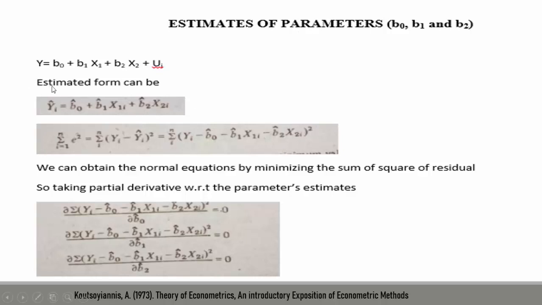Now we are interested in finding the estimates of b0 hat, b1 hat and b2 hat. These are the parameters of the multiple regression model with two explanatory variables. So for the derivation of these three parameters, we use the same method which we use in the case of the simple linear regression model. You may remember the ordinary least squares method, which we use for derivation of estimates in a simple linear regression model.